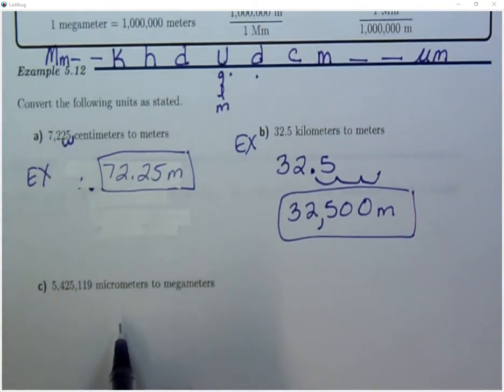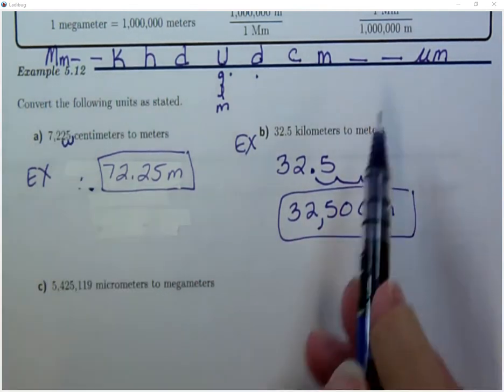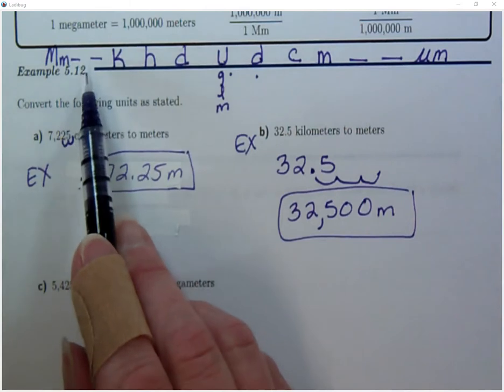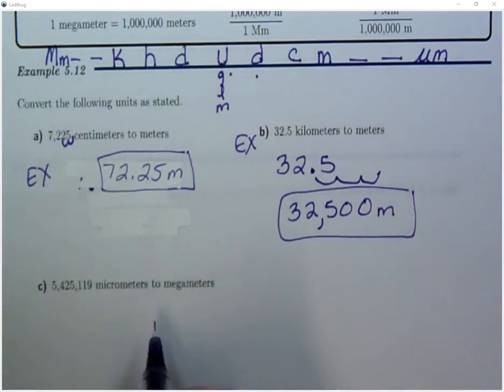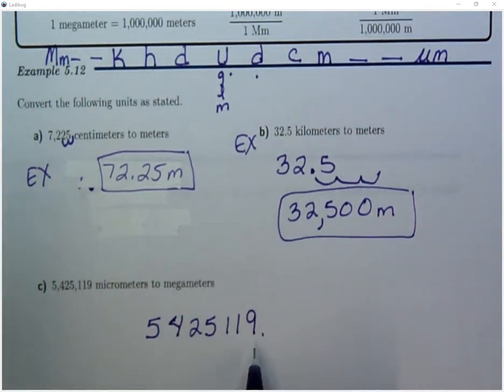So if we need to go from micrometers all the way over to megameters, we're going to have 1, 2, 3, 4, 5, 6, 7, 8, 9, 10, 11, 12 places to the left. So let's just rewrite our number. 5, 4, 2, 5, and I'm not putting the commas in because I won't want them there later, but here's my decimal, and I need to go 12 places left. So I'm going to go 1, 2, 3, 4, 5, 6, 7, 8, 9, 10, 11, 12. And then that's where my decimal moves to.